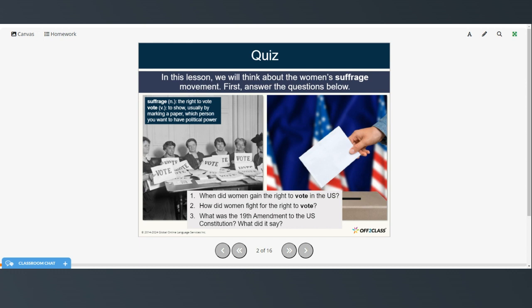So, when did women gain the right to vote in the United States? How did women fight for the right to vote? What was the 19th Amendment to the U.S. Constitution? And what did it say? And don't worry if you don't know the answers to those questions, because that's what we'll be learning in today's lesson.